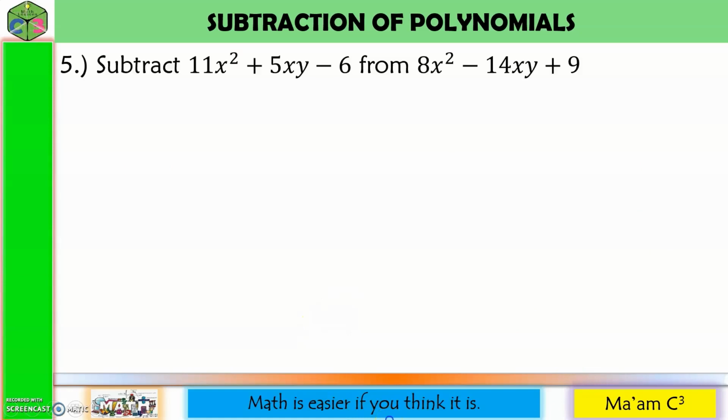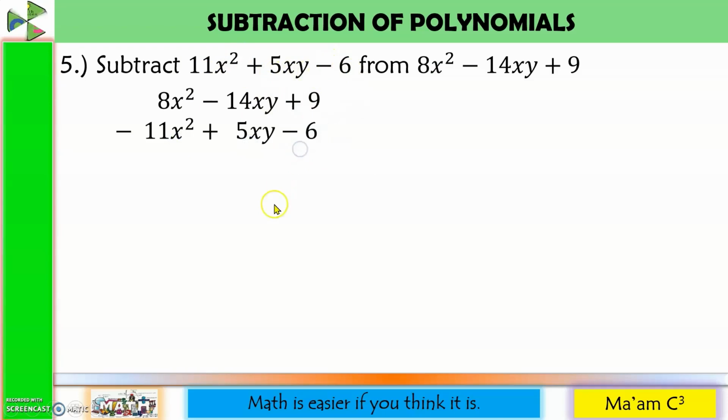Let us continue. Number 5, let us subtract this expression from this expression. Remember that in my video lesson on translating verbal phrase to mathematical phrase and vice versa, I mentioned that from is a switch word. So this means we have to write first the second expression. And then minus. Let us align the first expression. We have here 11x squared, so in this column. And then 5xy here. And then the constant, negative 6.